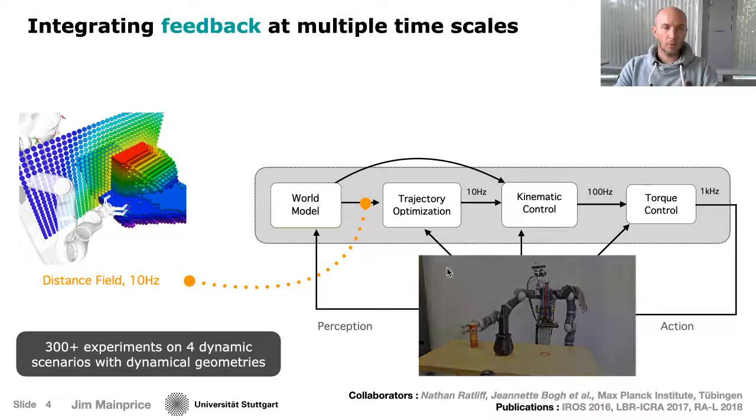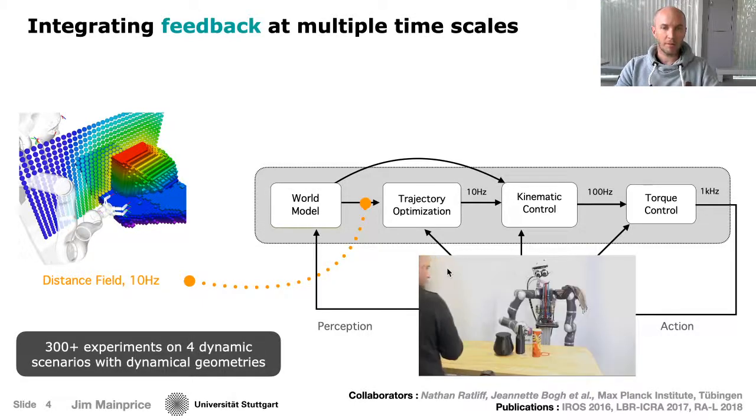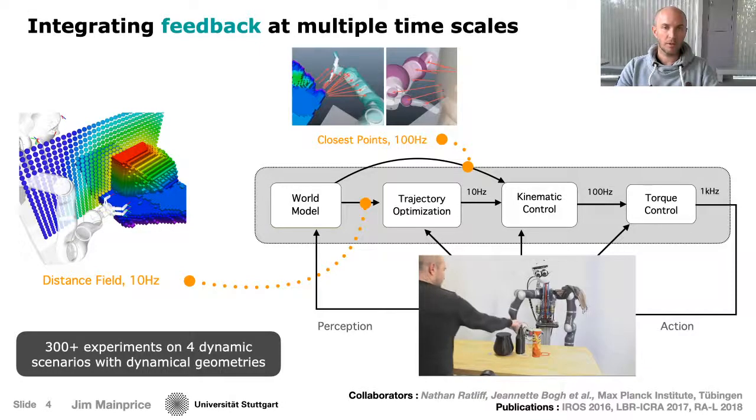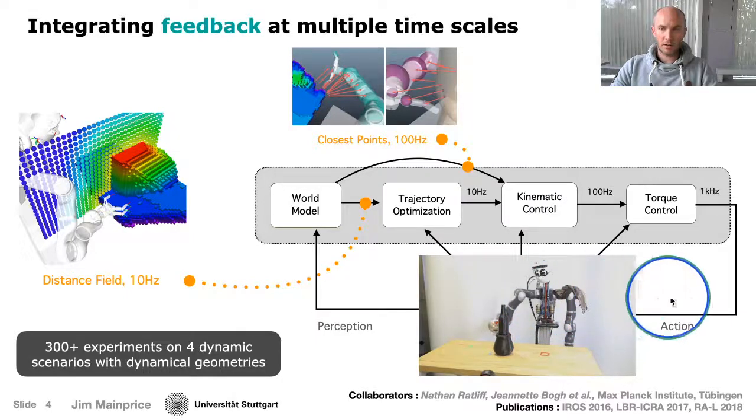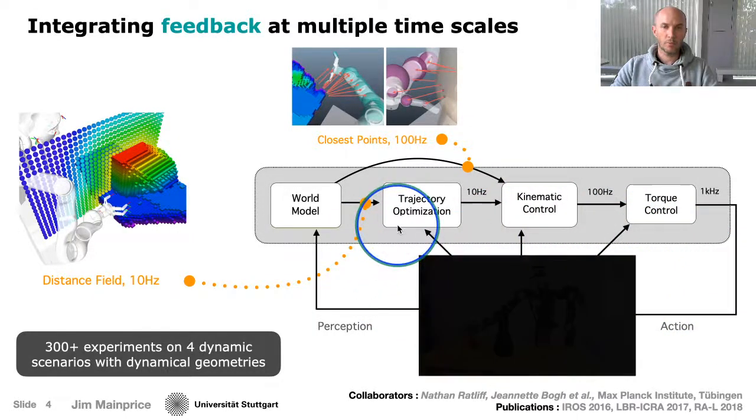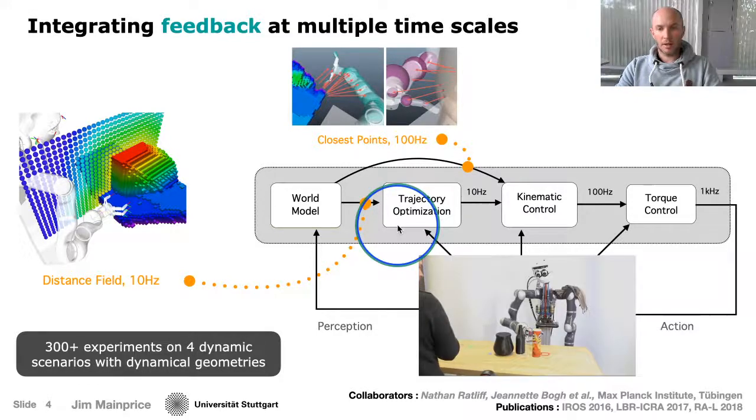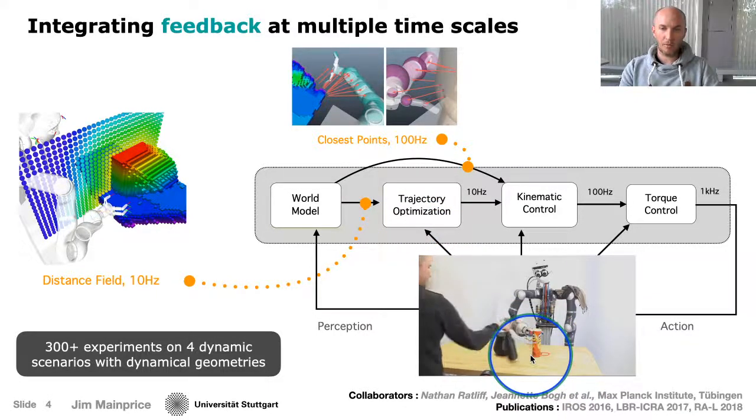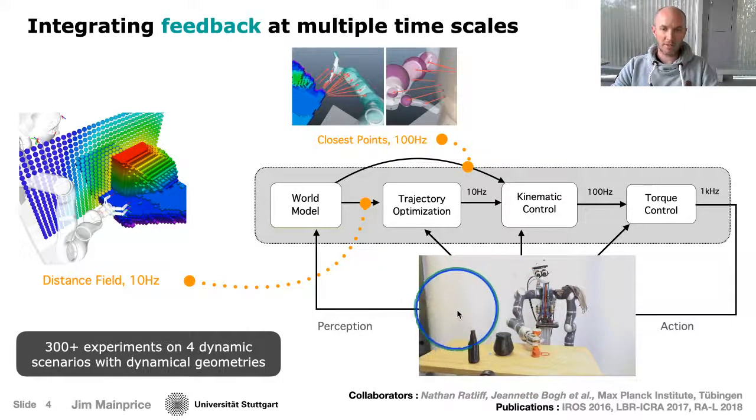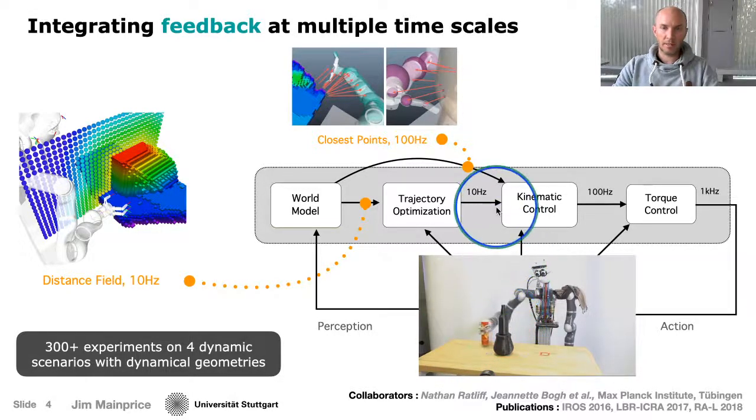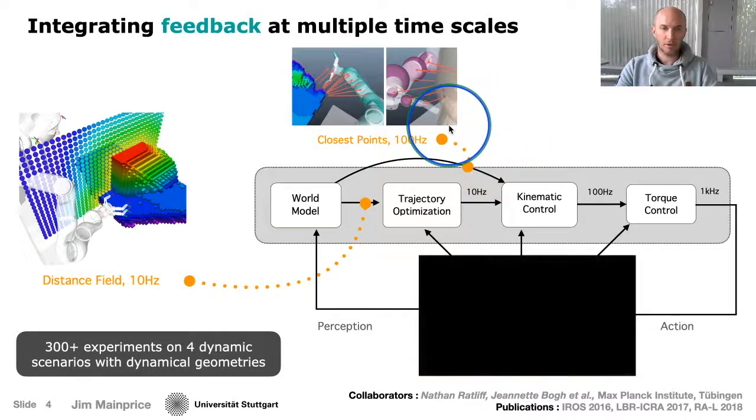And in order to react to changes in the environment in a very fast way, we further sparsified this representation by considering only the closest point between the robot and the environment. So this mechanism was interlocking multiple control loops in order to produce this behavior that we see here, where the robot computes a global movement that goes around the object, but as the workspace changes, as I put the bottle here in the way, the robot is able to react very quickly at about 100 Hertz.